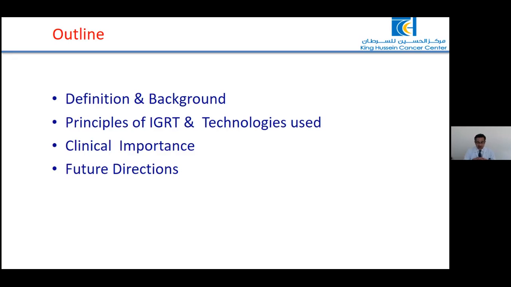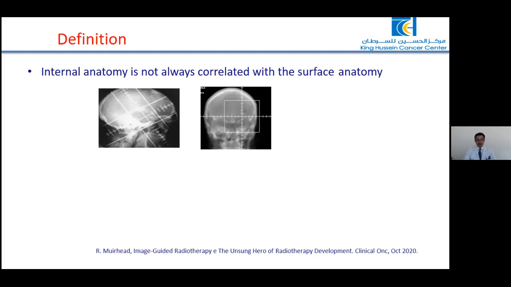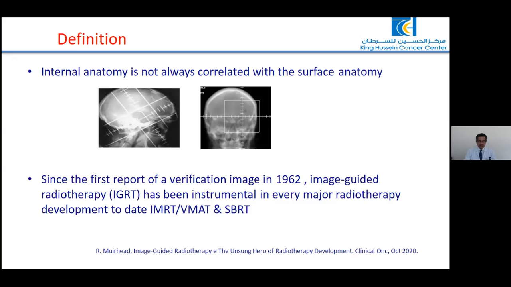Now, we'll start with the definition and background of the IGRT, the principles that are being used, what technologies we are using nowadays and possibly in the future, and the clinical importance of the IGRT. Why is it really important to have the imaging process during the treatment or before treatment? Because we know that internal anatomy is not always correlated with the surface anatomy, so we need some tool to help us deliver the radiotherapy to the tumor with less dose to the organs at risk around.